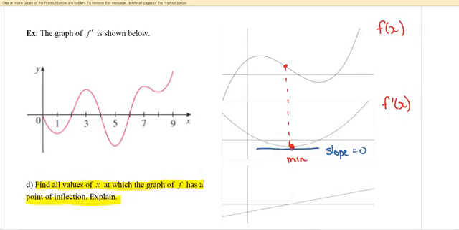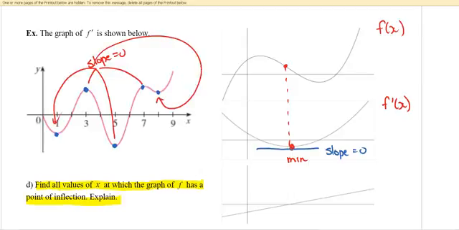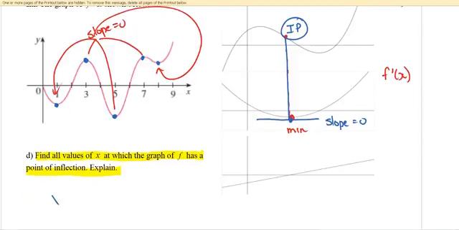So if you want to find the values of x at which the original function has a point of inflection, on your derivative, you need to find the max and min points. So here's a minimum point right here, a maximum point there, a minimum point, a maximum, and a minimum point. All these points have a slope equal to 0. So here, here, here, here, and there. Once again, if you have an inflection point on your original graph, that means that your derivative must have a slope of 0, a max or a min point. So the answers here are x equals 1, 3, 5, 7, and 8, and that's it.